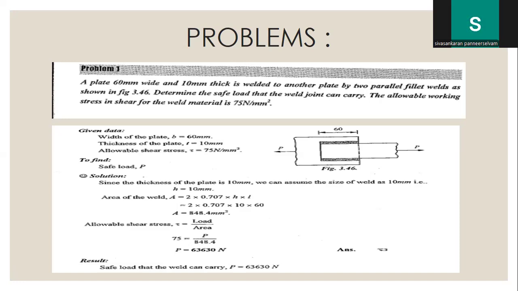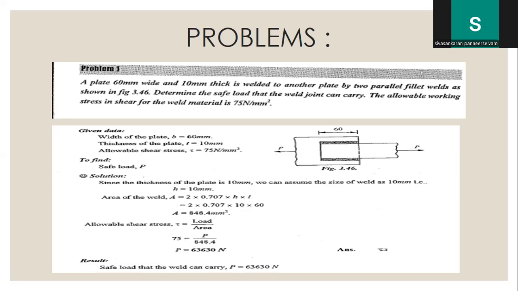We know that the thickness of the weld is 10, so put H equal to 10. So we are assuming the size of the weld as equal to the thickness, H is equal to T. So H is equal to 10. Find out the area of the weld using the proposed formula which is given here.